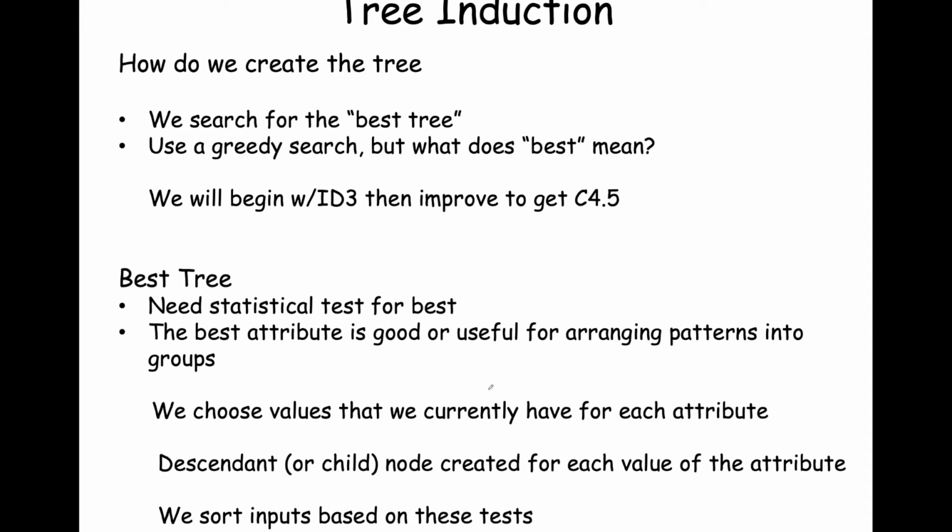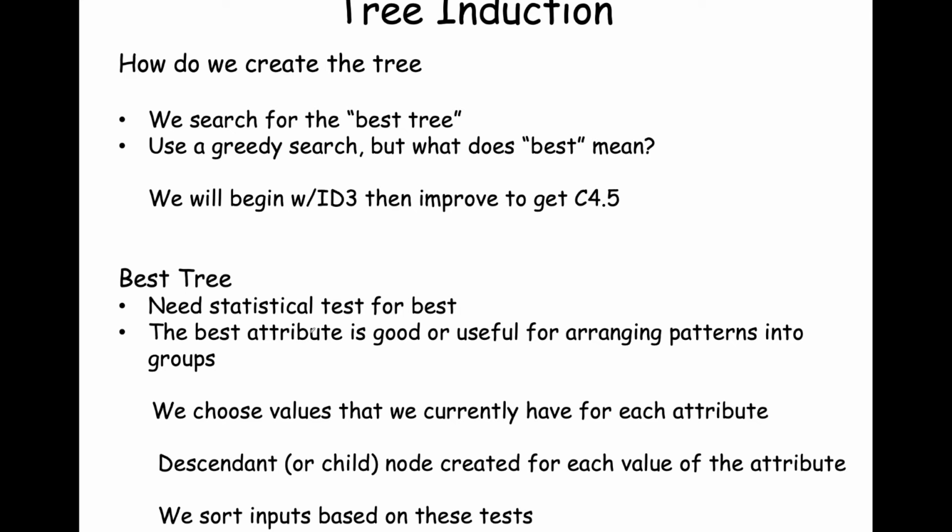Now, of course, how you create the tree is this idea of searching through the space of hypotheses for the best set of nodes, and therefore tests, that lead to the minimization of some notion of in-sample error. And so we're going to use a greedy search, but we still need some way to measure what best means. So we're going to begin with something called ID3, and then we're going to improve upon some of ID3's limitations to get the algorithm that is very popular today, C4.5, which is decision trees. So what does a best tree mean?